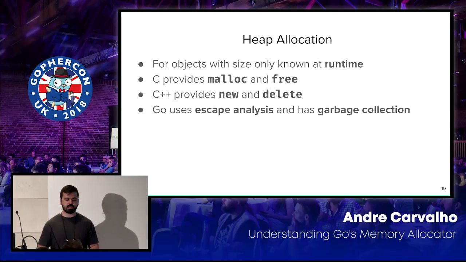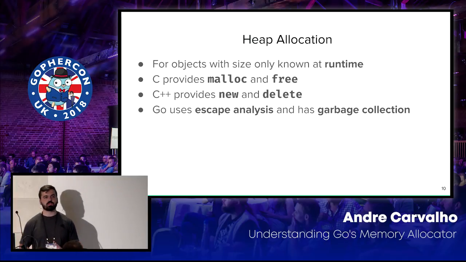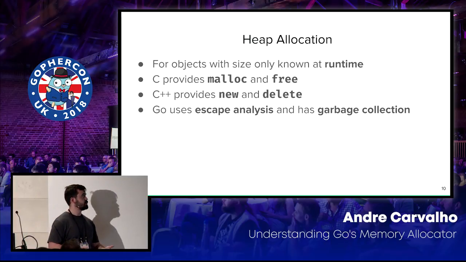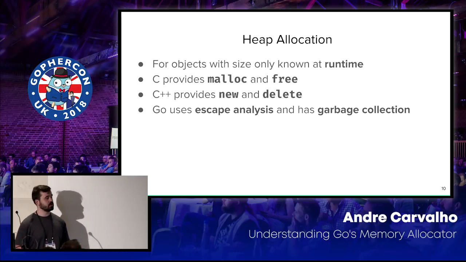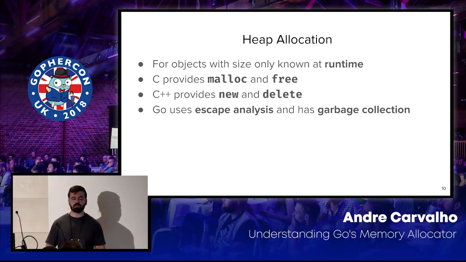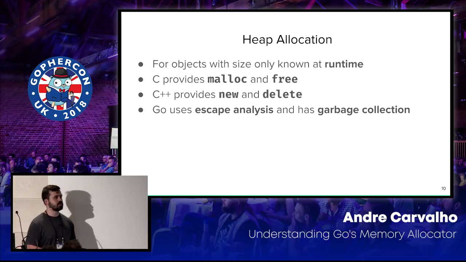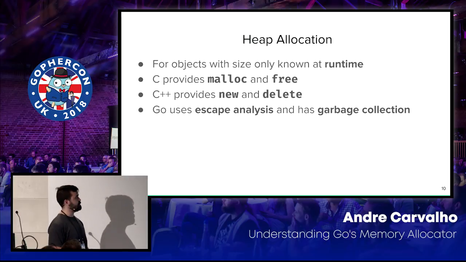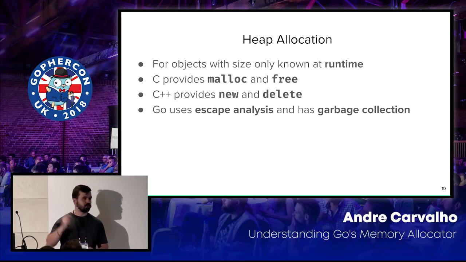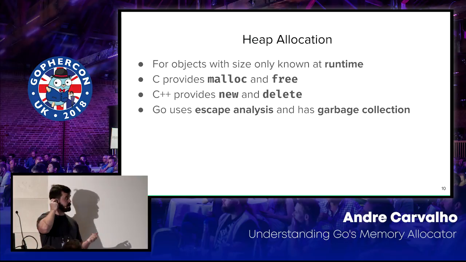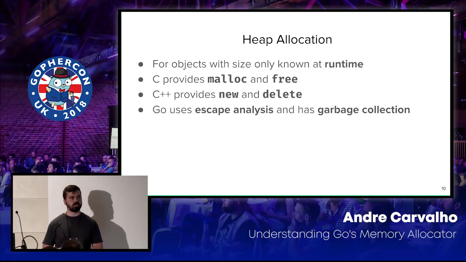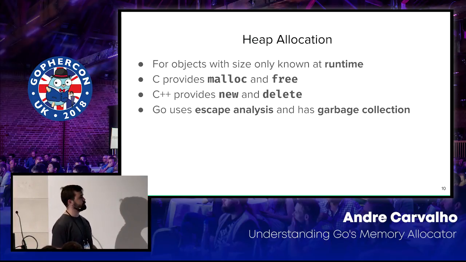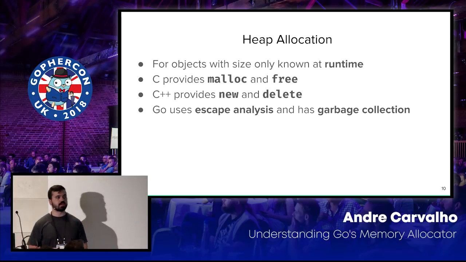Heap allocations are used for objects with size only known at runtime. In C, we usually use malloc and free to handle heap allocations. C++ has new and delete for those. But in Go, things are a bit different. We know that there isn't a malloc function in Go. So Go uses a technique called escape analysis to figure out if a variable needs to be allocated on the heap or on the stack. And it also has garbage collection to know when some variable or some values can be deallocated.